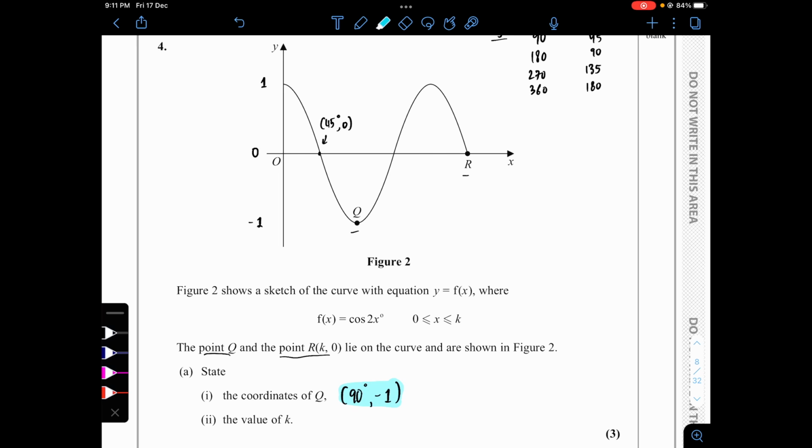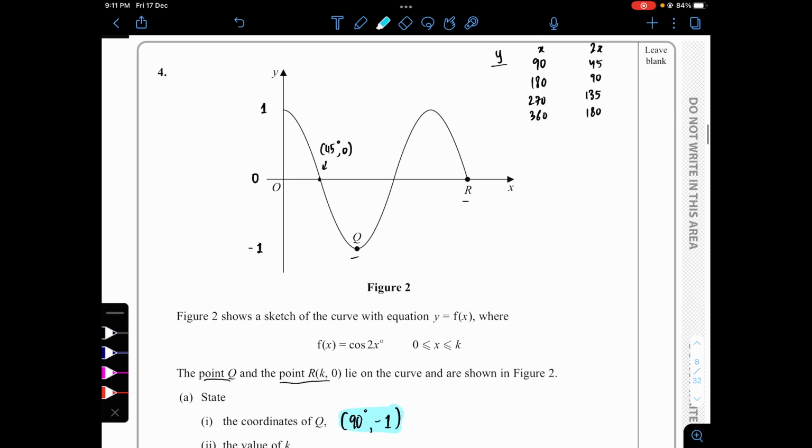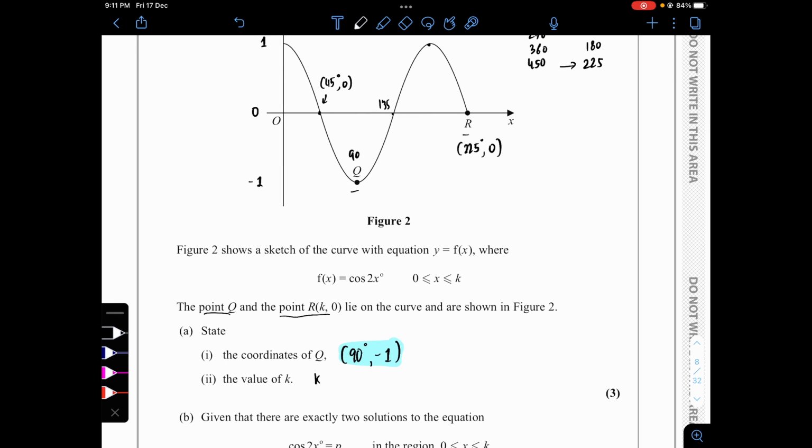So now what's next? We need R, because R is where y is 0. So let's check. If this was 90, this will be 135 like we said, this will be 180, and if we were to move on, this will be 450 over here. We add 90, this will be 225, right? So R will be 225 degrees and 0. So the value of k is 225. They just want the value, 225. So that is the answer over here.